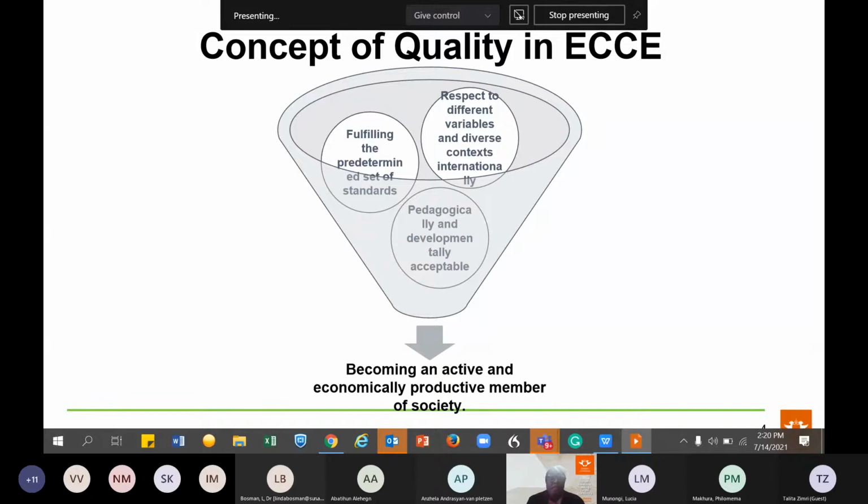And I say this from the perspective that I know as an educational psychologist myself, the challenges we come across either in foundation phase, intermediate, and even sometimes in senior and FET phase, which would have been avoided if quality was done during the early childhood development period. So it is during this time that we need to look at the different variables and diverse contexts internationally that can support and grow all the goals of early childhood development.